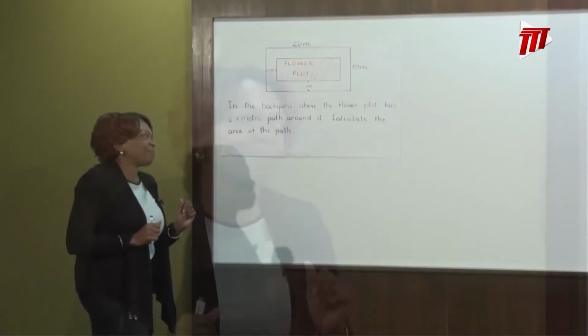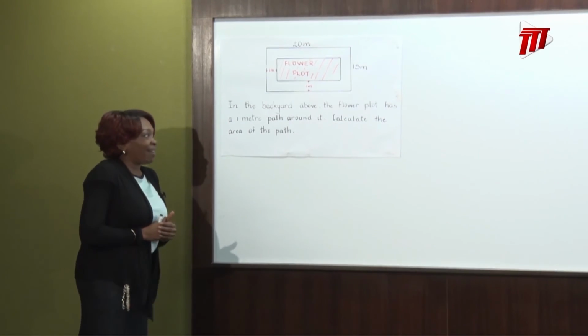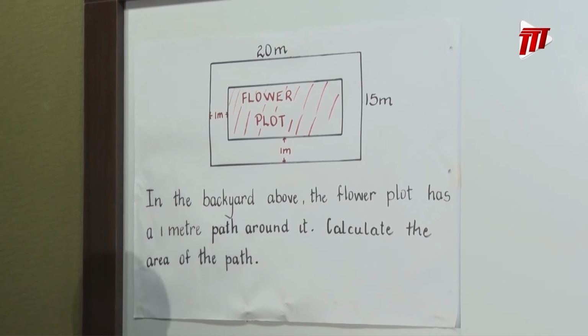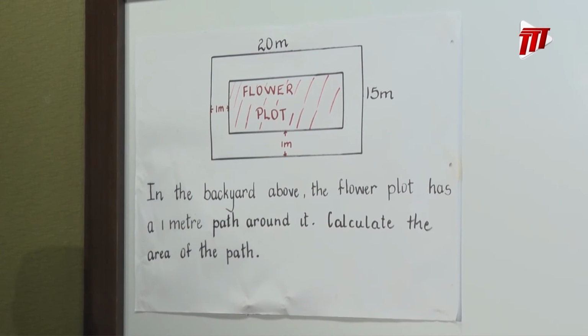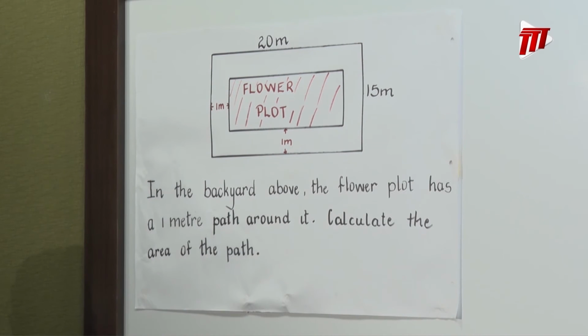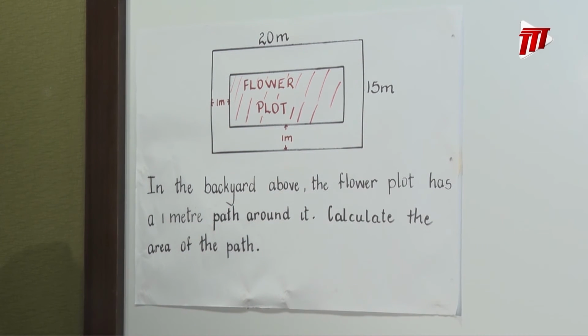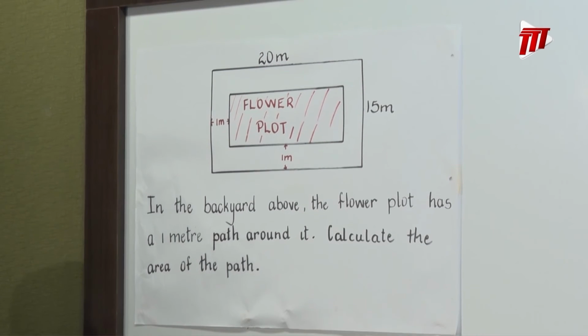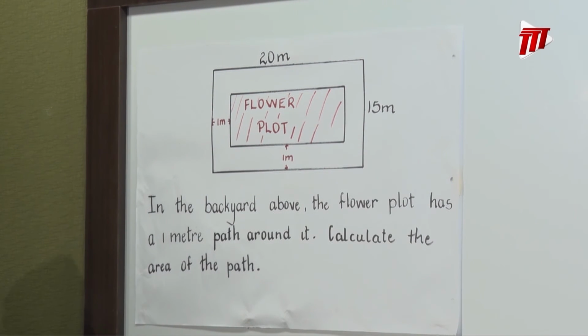All right, boys and girls, the last question now. But this one is a real challenge, so you have to take your time and go through step by step, but I know that you can do it. So let's read the question. In the backyard above, the flower plot has a 1 meter path around it. Calculate the area of the path. Let's read it again. In the backyard above, the flower plot has a 1 meter path around it. Calculate the area of the path.